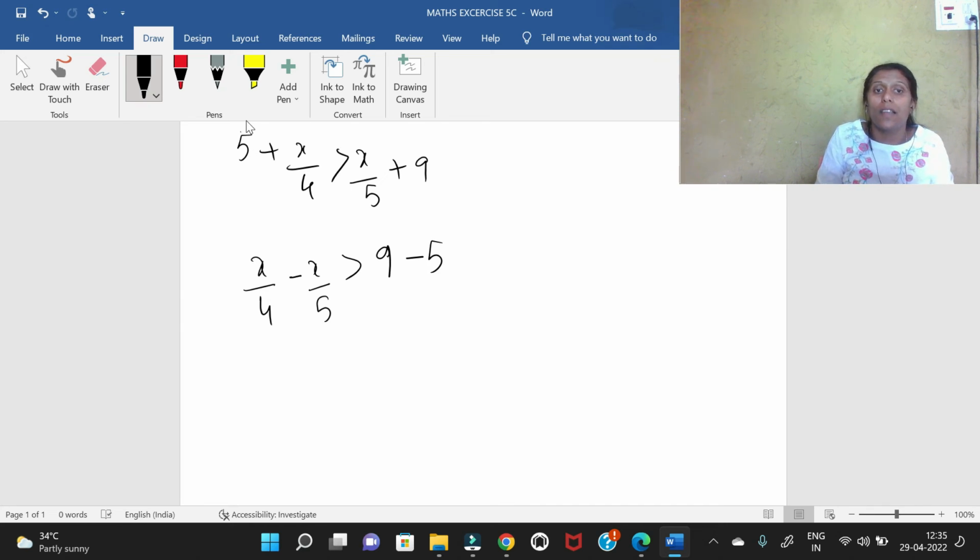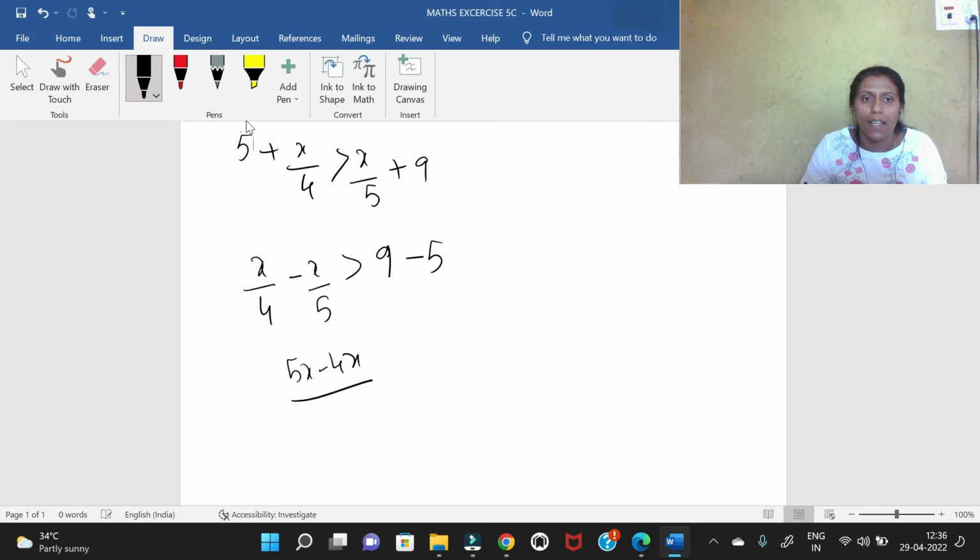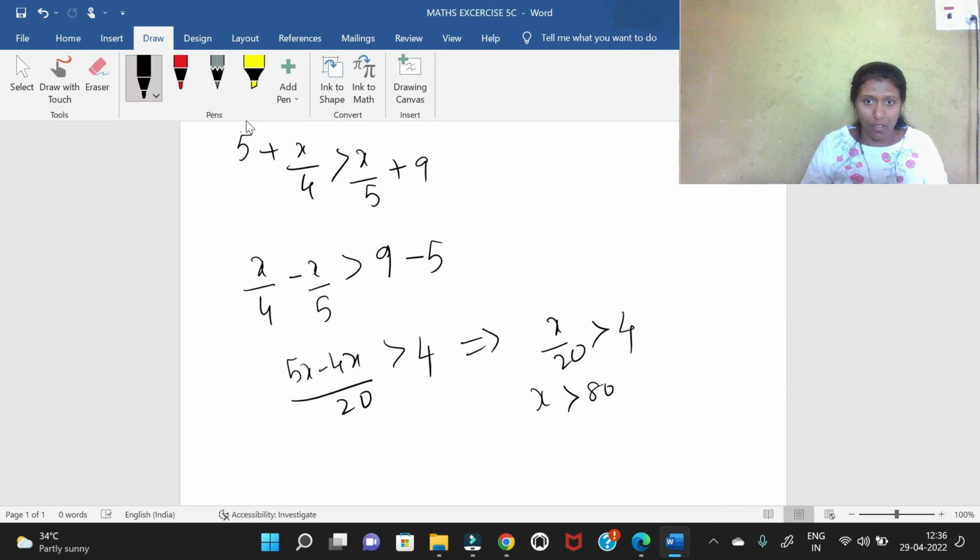Now, do I need to take LCM or not? We have to take LCM because the denominators are different. So, 5x minus 4x by 20 greater than 4, which is equal to, again with cross multiplication, x by 20 greater than 4, or x is greater than 80. We just cross multiply.